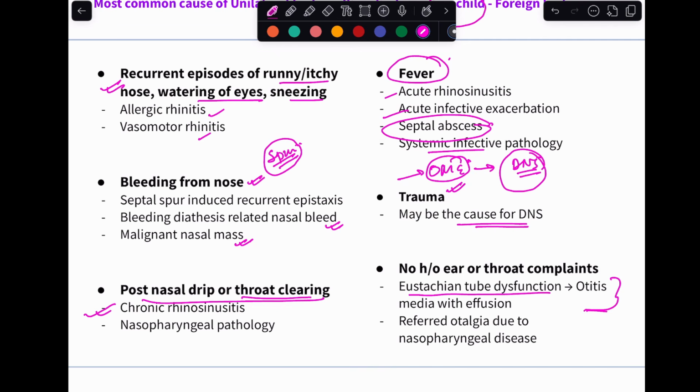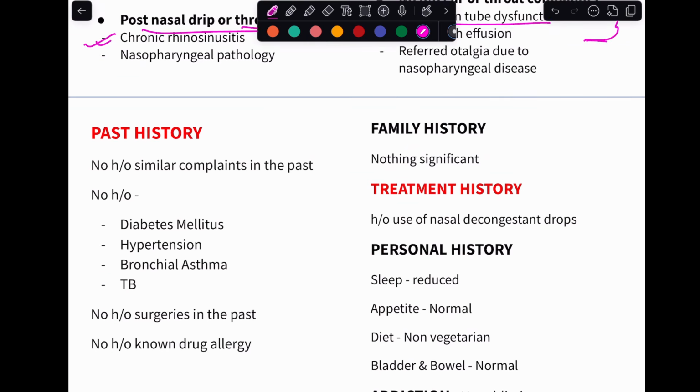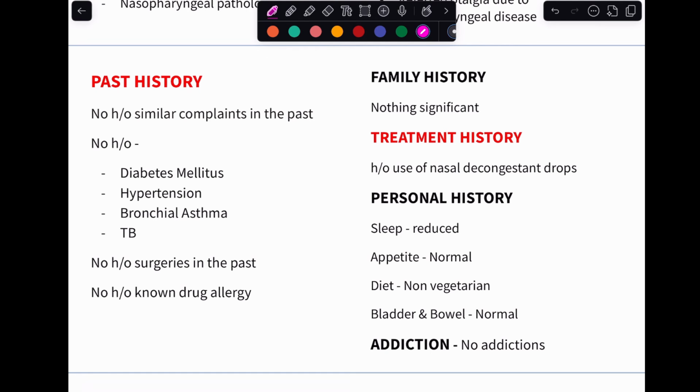We should look at it from a more holistic view rather than just saying, oh, this is just an ear problem and let's just solve it and not look at the nose. So that's why you should take a history of ear as well as throat problems over here. So that's all about our negative histories. Next, let's move on to the different past histories that we have taken.